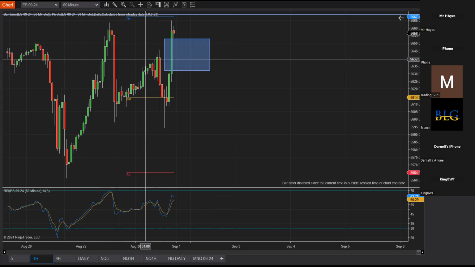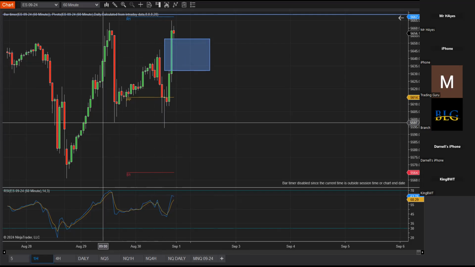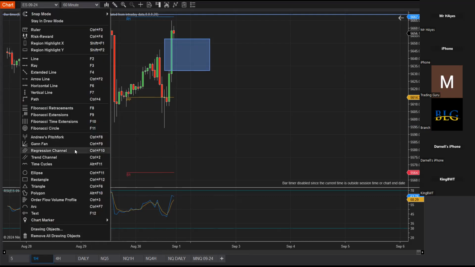Cool. Price leg to the downside, right? We swept this low. It's a little bit cleaner on the ES.